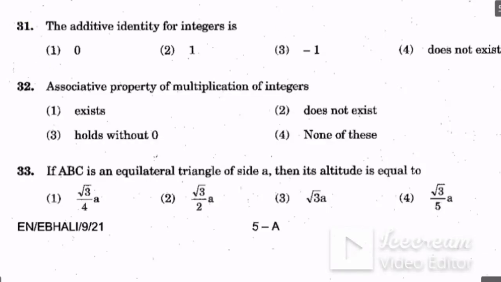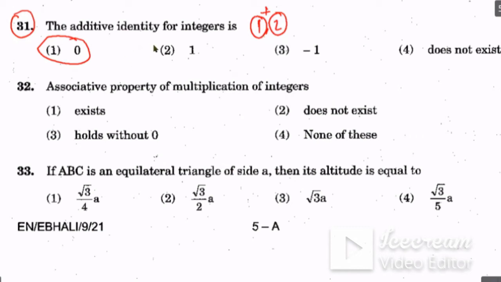So question number 31, this is a very easy question. The additive identity of integers is, what is additive identity? So additive identity is always 0. Why? Because whatever the integer is, 1, 2, or 3, anything, if you add or subtract 0, you will get the same number. That's why it is called the additive identity.